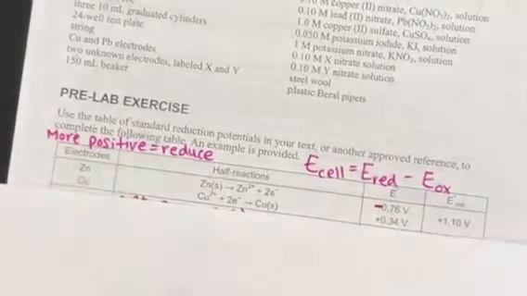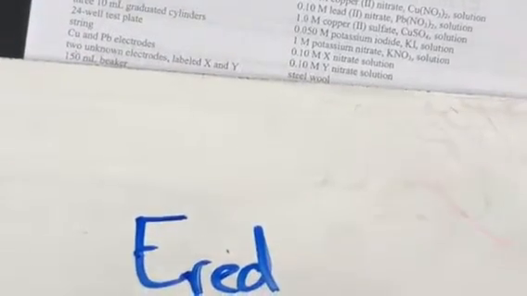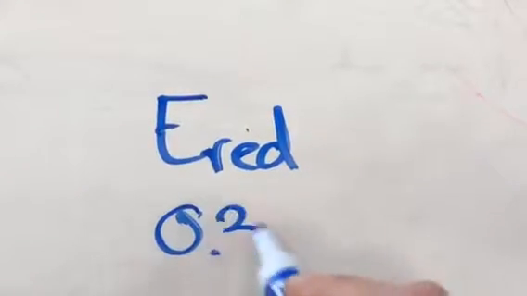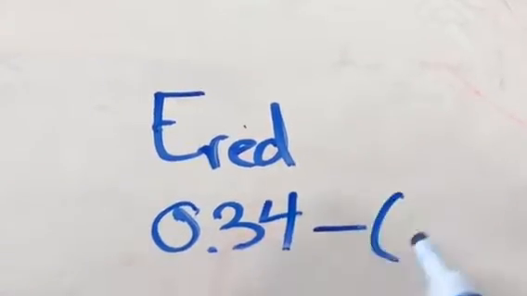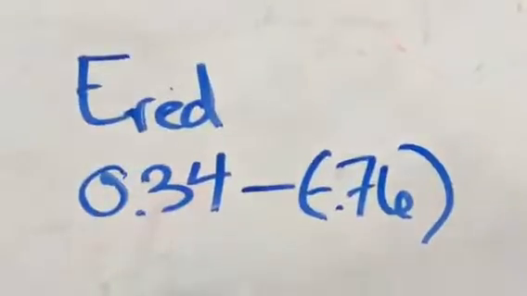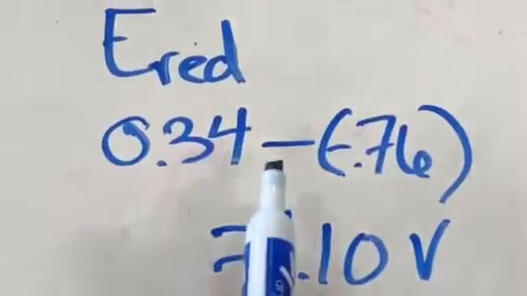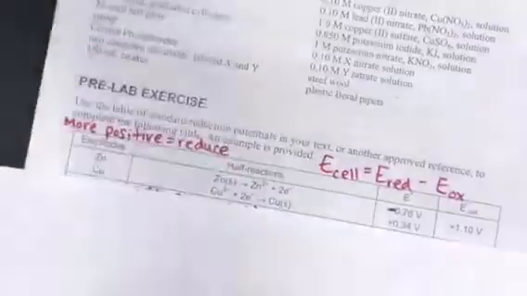And so then we're going to plug that in with E red. You've got your E red of 0.34 minus negative 0.76, and that's where you then get 1.10 volts. So subtracting a negative, you end up with a positive.